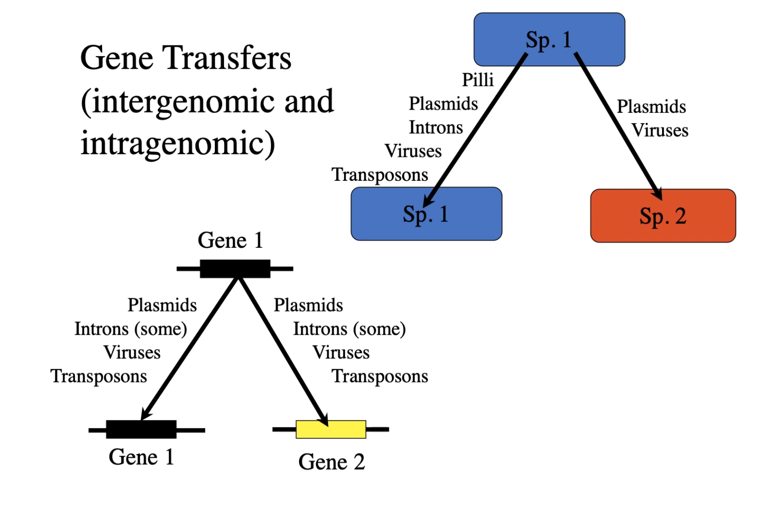Intergenomic is when you have horizontal gene transfer, that is, transfer of the genetic elements from one species into a cell of a different species, and that's done usually by plasmids or viruses. On the lower left, you can also have sequences moving around within a genome, either from one gene into a different location of the same gene, or from one gene into another gene, and this is usually done by plasmids, some introns, viruses, and especially by transposons.